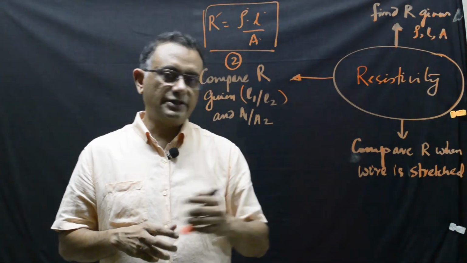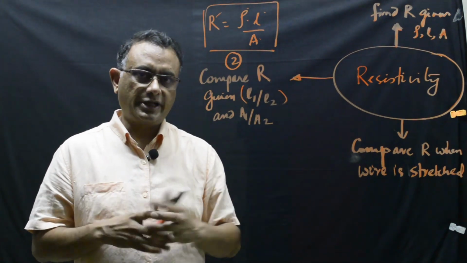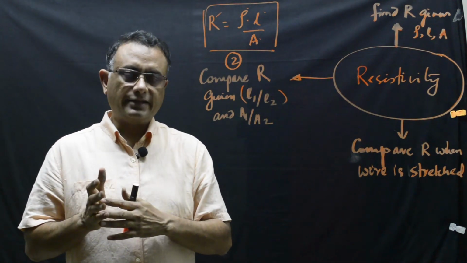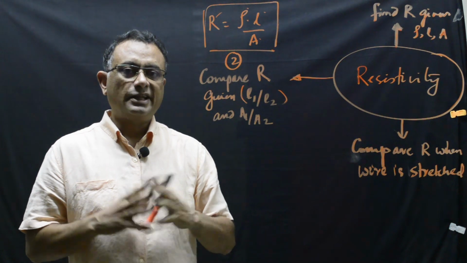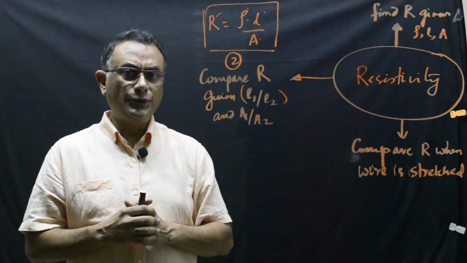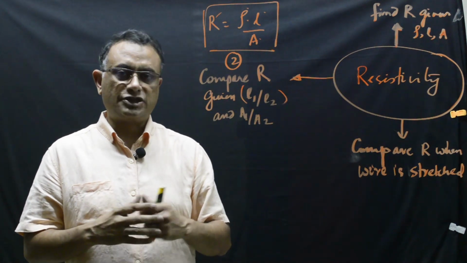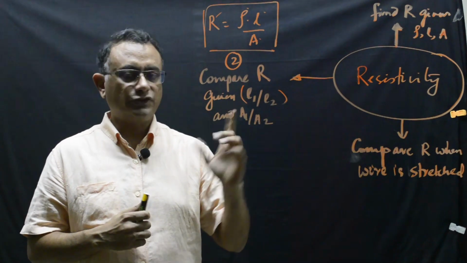And the third type is when they say that the wire is stretched. They will give some resistance in the original length, and then they will say the wire is stretched to double the length or triple the length. Then find the new area, or find the ratio of the new resistance with respect to the old resistance. So that's the third type. We will do sample numericals for each of these types.